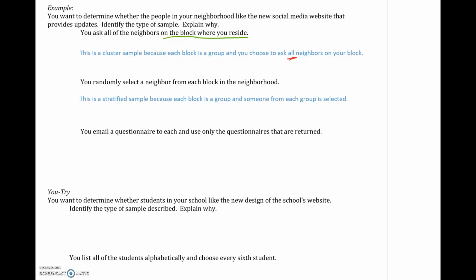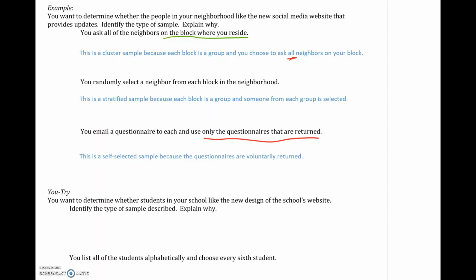All right, last one, you email a questionnaire to each, and you use only the questionnaires that are returned. So here you might be thinking, wait, isn't this like using everybody? But the key phrase here is we're using only the questionnaires that are returned. So people who return the questionnaire are people who volunteered. They were willing to be part of the study. So this is that self-selected, that volunteer situation.